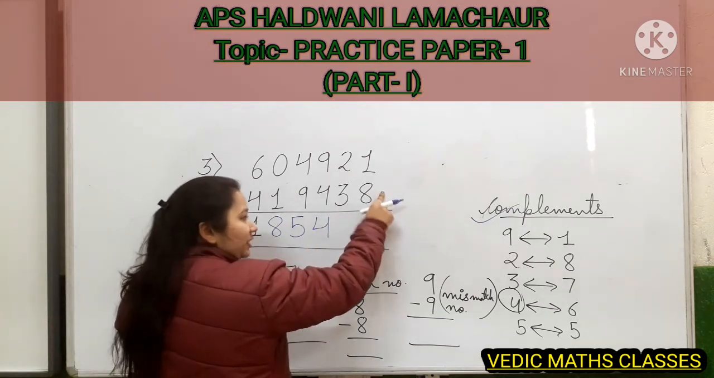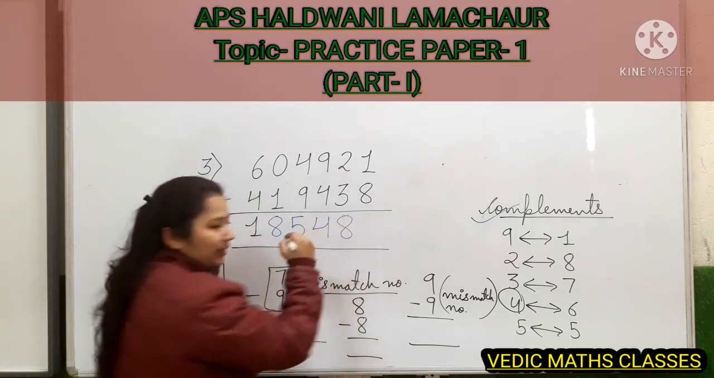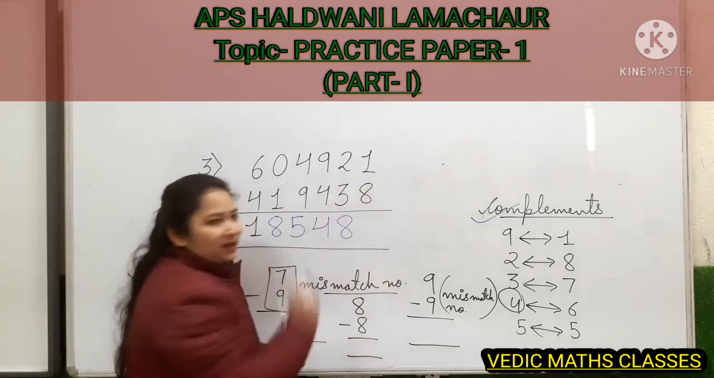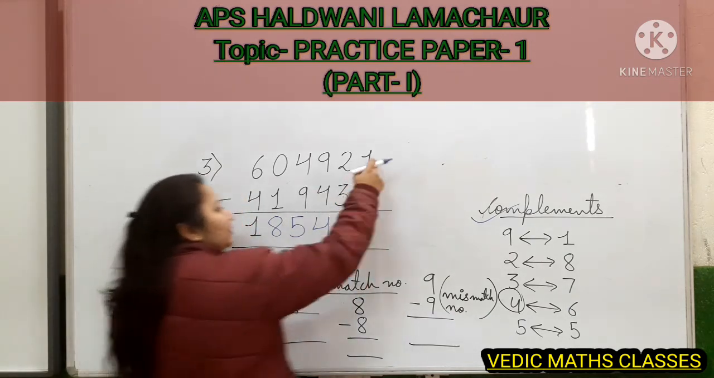Next is a mismatch number. So 9 will become 8. Now what is the complement of 8? 2. 2 plus 1?